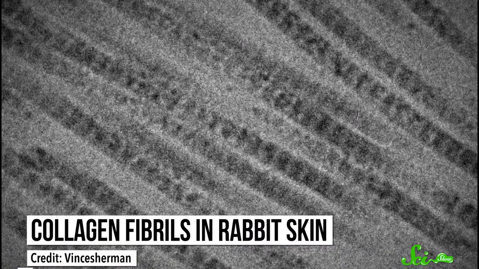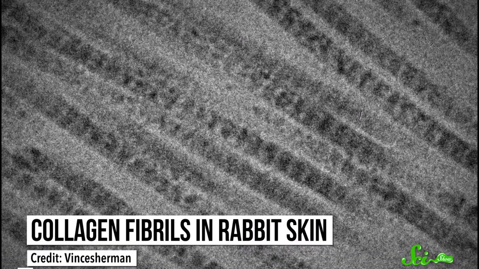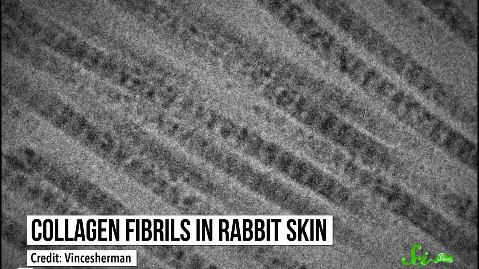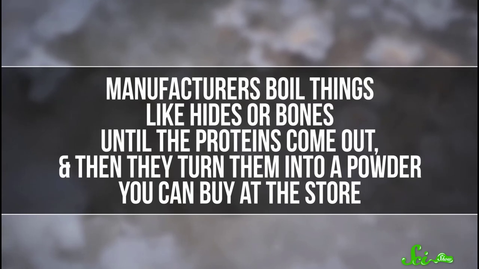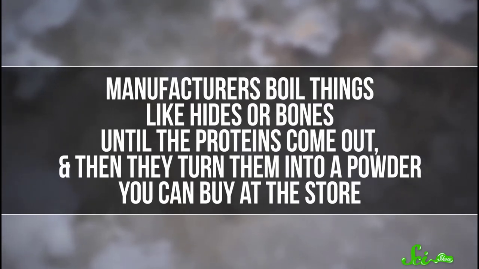To understand why these fruits ruin gelatin, you need to know what this stuff is made of. Once it sets, gelatin is basically a mesh of interconnected collagen molecules. Collagen is a long, fibrous protein found in things like skin and bones, and yes, the collagen in gelatin does traditionally come from animals. Manufacturers boil things like hides or bones until the proteins come out, and then they turn them into a powder you can buy at the store for like $1.